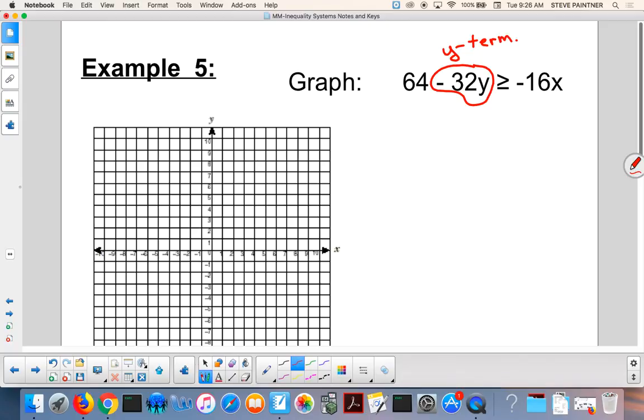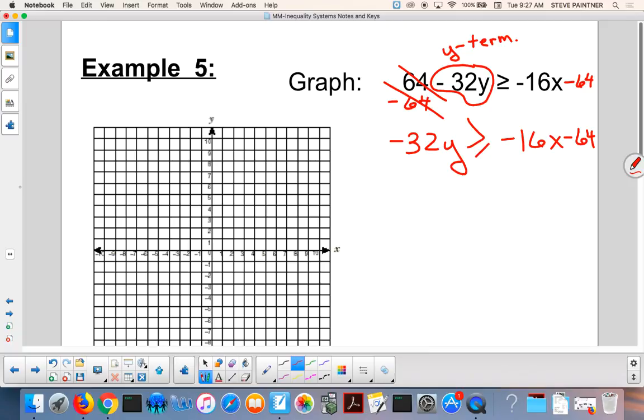You guys see that that is the y term? It's negative 32y. Just get negative 32y all by itself. So 64 is in your way. Get rid of 64. How? Subtract 64. And by the way, when you subtract 64, do you switch the sign? No. No, because it's okay to subtract. You can subtract by any number, it doesn't matter. Don't switch the sign.